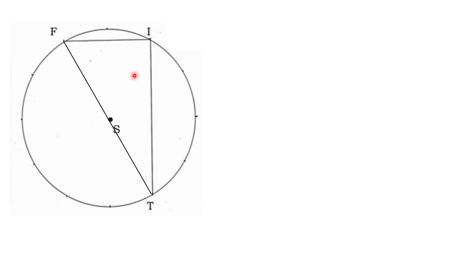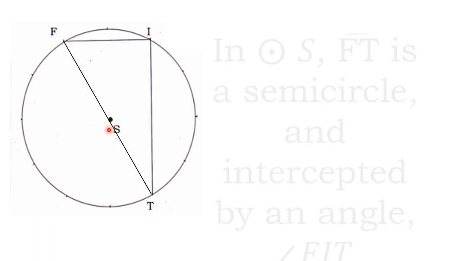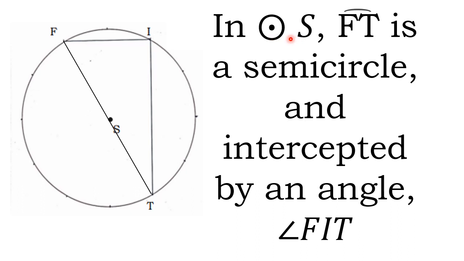We have here a circle S. Again, we're going to name a circle according to the letter at its center. Since the center point is S, this is circle S. So by symbol we have here circle S. Arc FT, this one, is a semicircle and intercepted by angle FIT. In other words, angle FIT has an intercepted arc of arc FT, which is a semicircle.